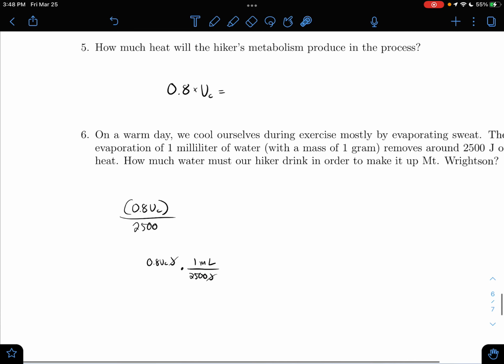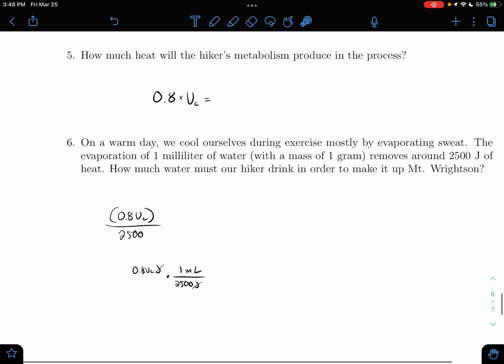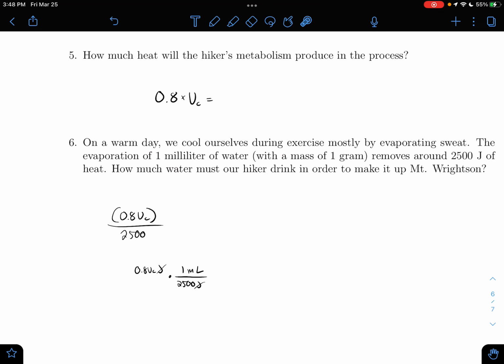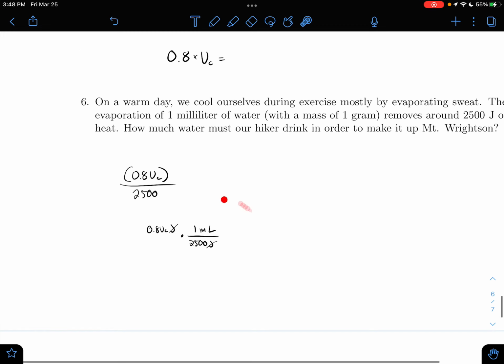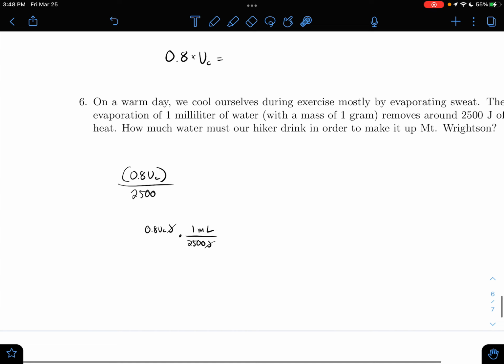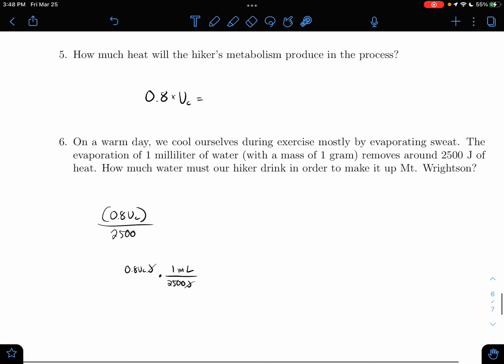So now that we're in milliliters, that's how much water we need to drink, because we need to be replenishing all the sweat that gets evaporated. So we punch this in, and that's going to give us milliliters of sweat, and that's going to be exactly the same as how much needs to be replenished by drinking water. So milliliters of sweat is the same as our milliliters of water, whatever answer that happens to spit out.